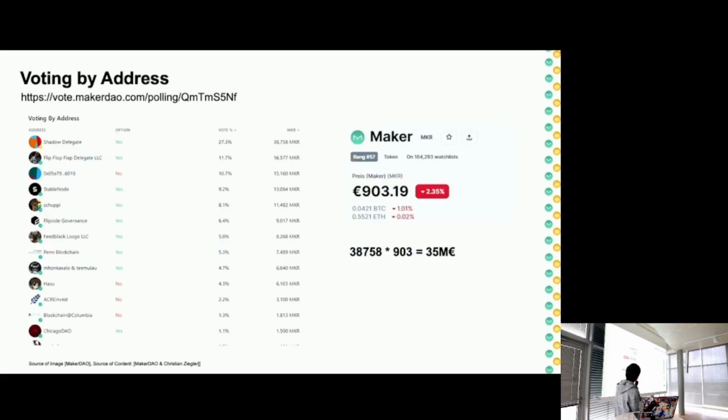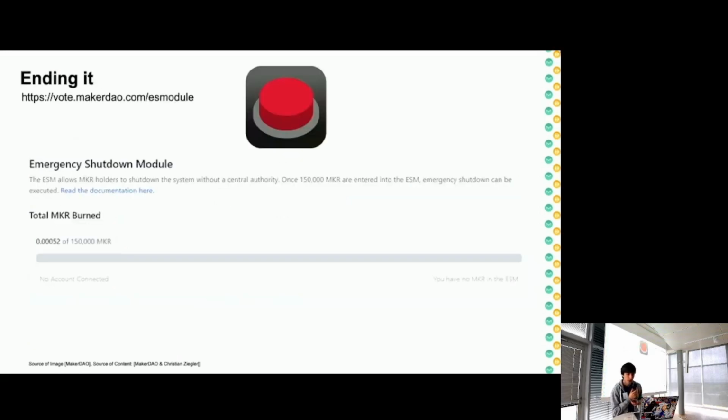And here's, for example, a voting breakdown where you have yes and no votes for a proposal and all the details. And you can also see the voting by address. The shadow delegate, for example, owns 27% of all Maker. There's also a shutdown module, so in case something really bad happens, the Maker DAO owners or the token holders can gracefully shut down the protocol by depositing into a smart contract. It will gracefully settle all vaults and be ended.